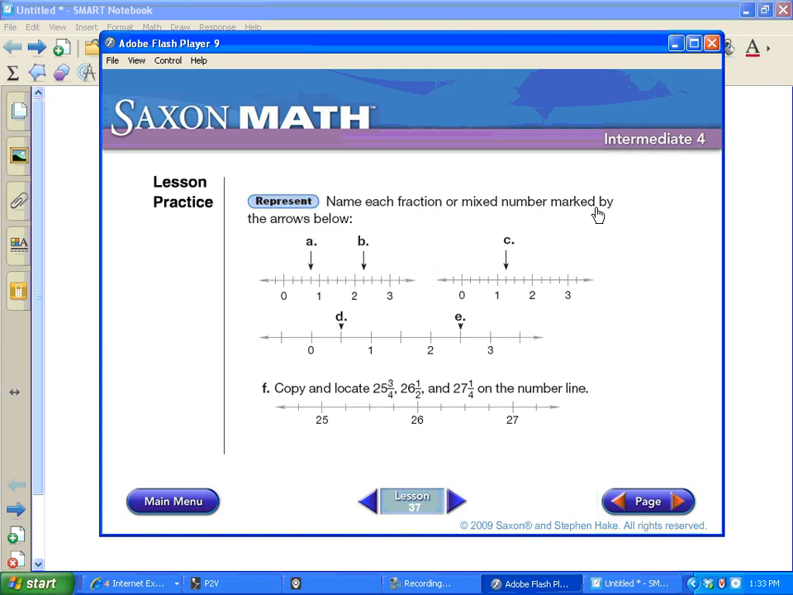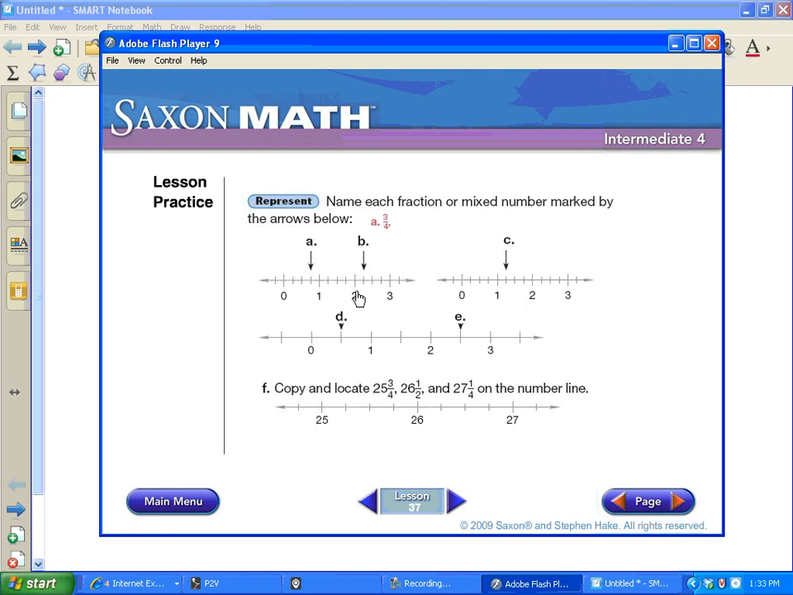Name each fraction or mixed number marked by the arrows below. So let's look at A. It's between 0 and 1. So we do not have a whole number for this one. It's just going to be a fraction. It's part of 1, but we haven't made it to 1 whole. So let's count the sections. 1, 2, 3, 4 altogether. It's pointing to the 3rd tick mark. So 3 out of 4 altogether is 3/4.